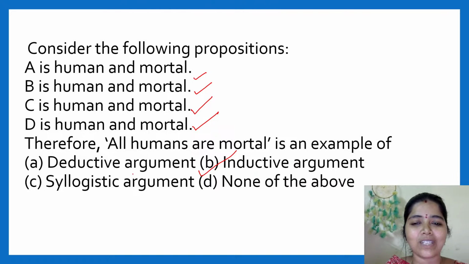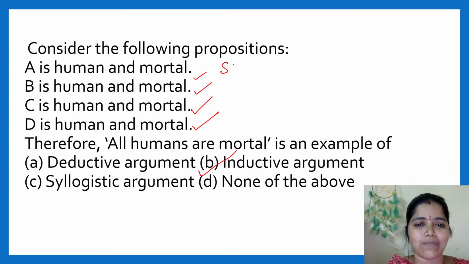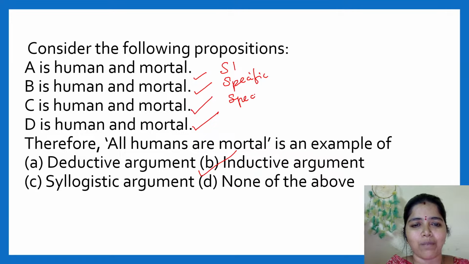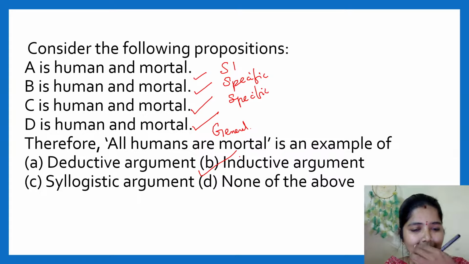See, it's not deductive. Here I am giving the specific instance. This is specific instance 1, this is specific instance 2. So this is also specific. I am talking about C. Here I am talking about D. And then here I am giving a general point. So this is called inductive argument. We generalized here. So B is the answer.